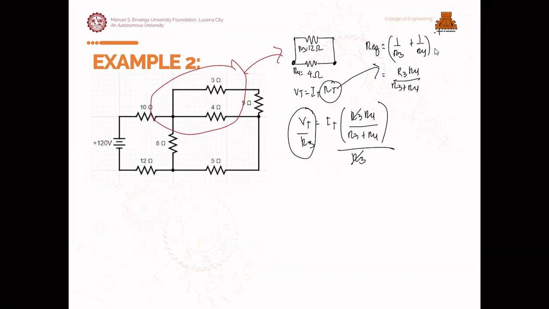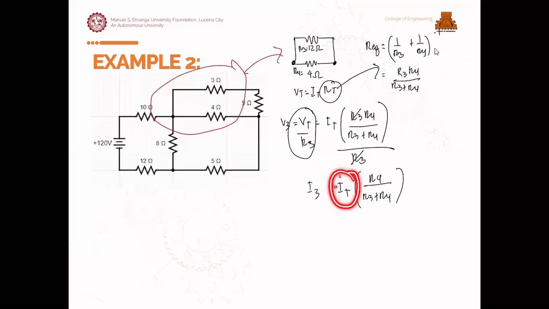Itong VT sa total na to, since parallel siya, equals din di ba yan sa V3? Okay? V3 over R3 is just equals sa I3. Okay? Times IT multiplied by R4 over R3 plus R4. Okay? So, ibig sabihin, ito na yung gagamitin natin na formula para makuha si I3. Okay? Ano yung IT? Ano yung value ng IT?